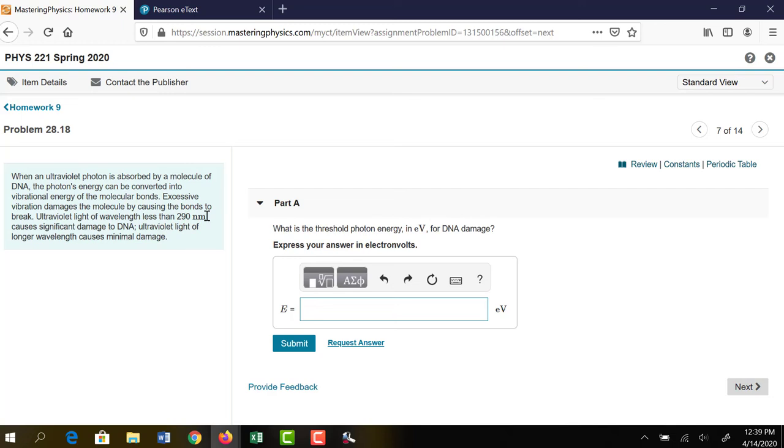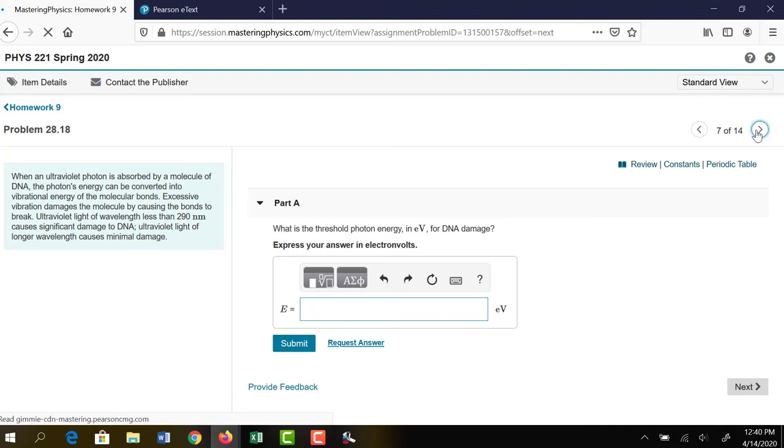Okay, so you know that the energy is hc divided by the wavelength. Now if you use hc as 1240 eV nanometers divided by 290 nanometers, you can figure out the amount of energy that you have. Okay, so it's really similar to some of the problems we did at the end of chapter 25 in this homework set. So 1240 eV nanometers divided by 290 nanometers will give you the energy in electron volts.